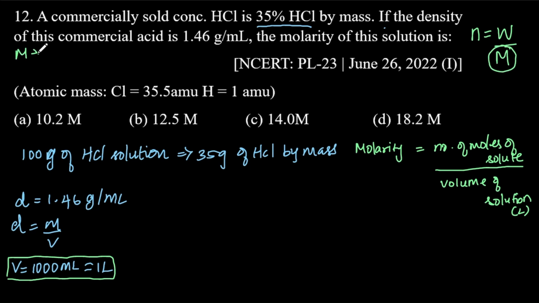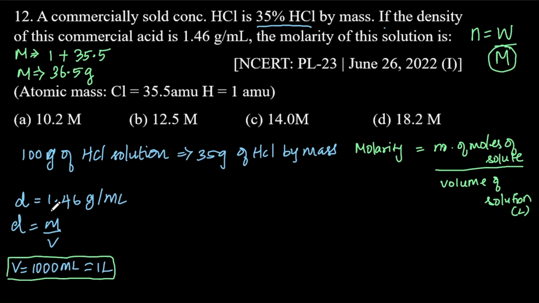So the molar mass of HCl is the mass of hydrogen plus mass of chlorine. Mass of hydrogen is 1 and mass of chlorine is 35.5. So the molar mass of HCl is 36.5 gram. So for finding the number of moles, we still have to know the numerator.